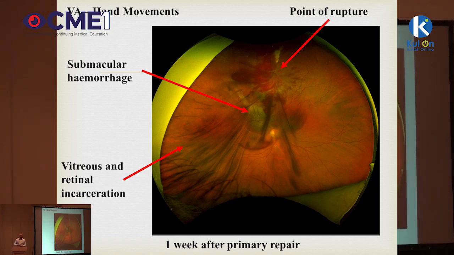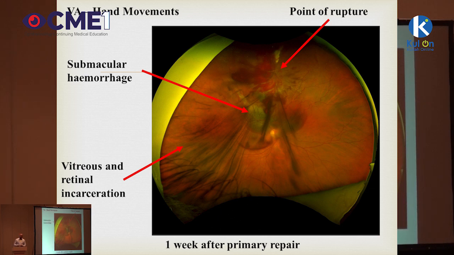So this is an image of the retina. From this you can see that there are a few things going on. Okay, so first of all, if you looked at the superior retina, you can see where the rupture is. You can see that there's a hemorrhage, and you can actually see the retinal tissue incarcerated into that site.